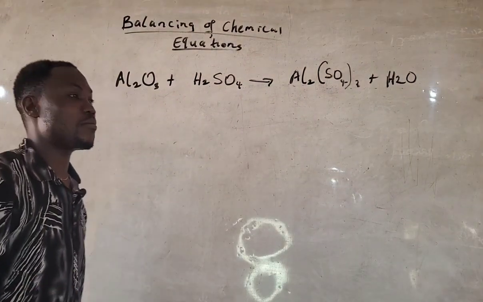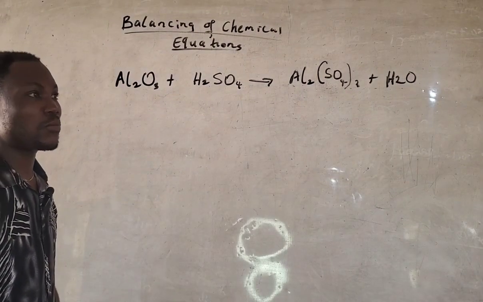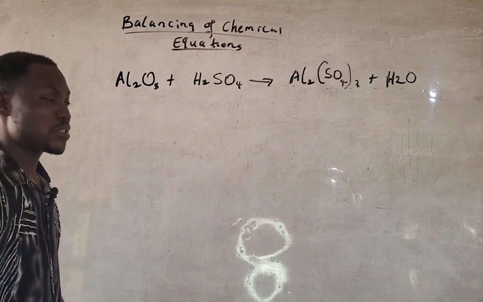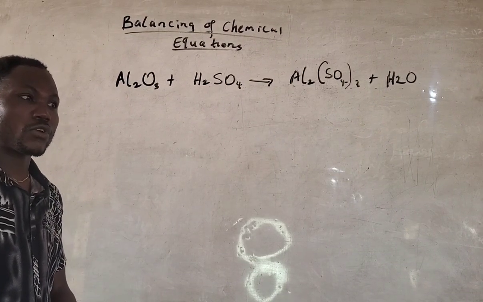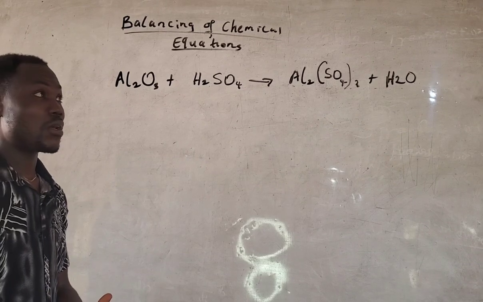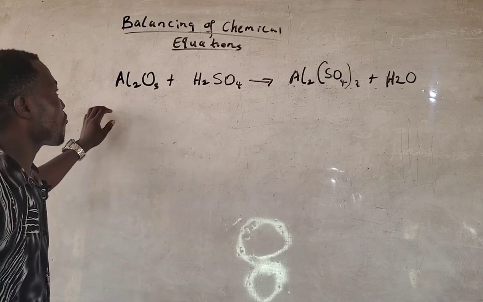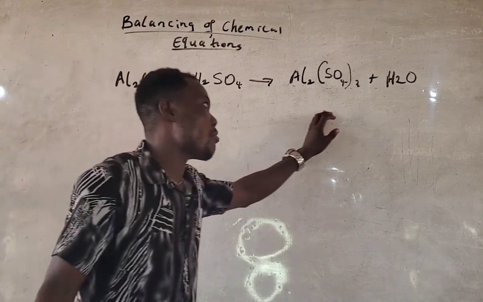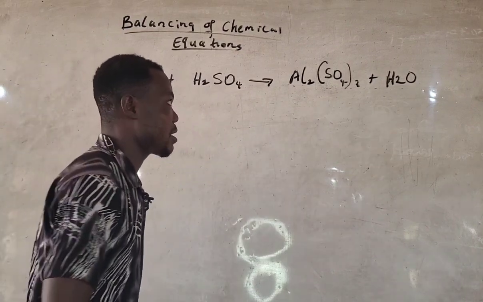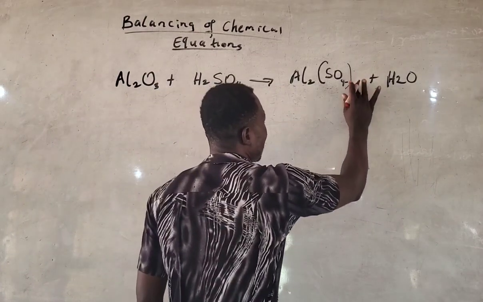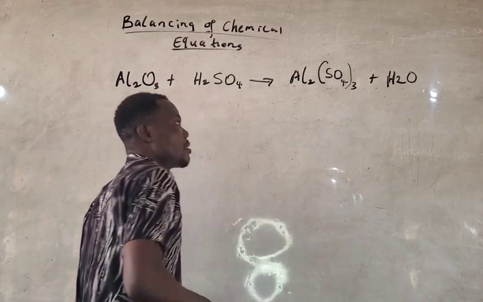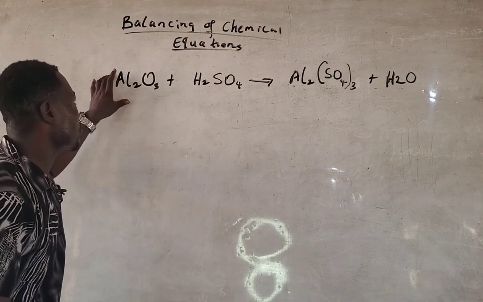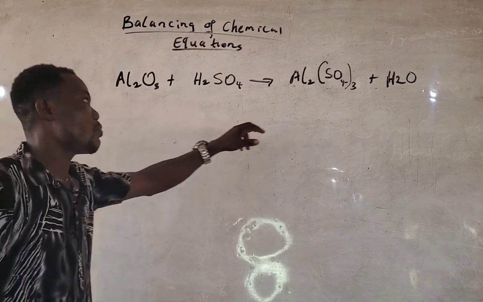Now, we have to know that the reason why we have to balance a chemical equation is because of the law of conservation of mass, which states that atoms can neither be created nor destroyed, but can be converted from one form to another. So the number of atoms of each element on the reactant side must be equal to the number of atoms of the elements on the product side. When that happens, that means the equation is properly balanced.